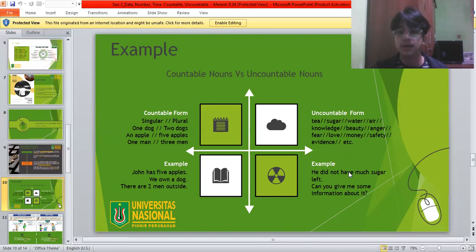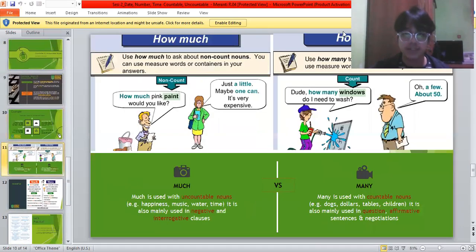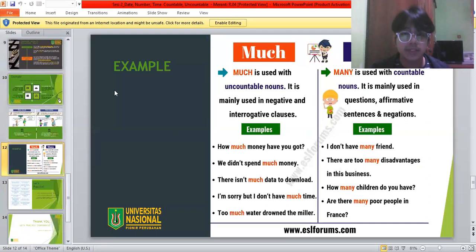And then this is the example of countable form. Like he did not have much sugar, right? We use much for telling the uncountable nouns. All right, and this is the same example. We use much for uncountable. Paint is liquid, we cannot count that. Windows is concrete things, and they are separated, so we can count them. And this is also the same.